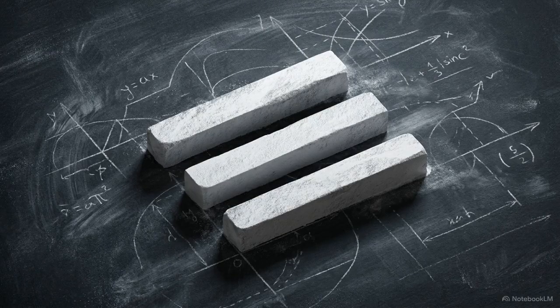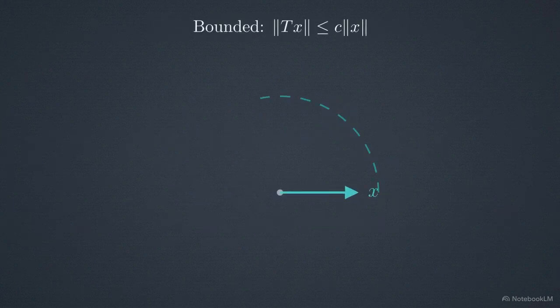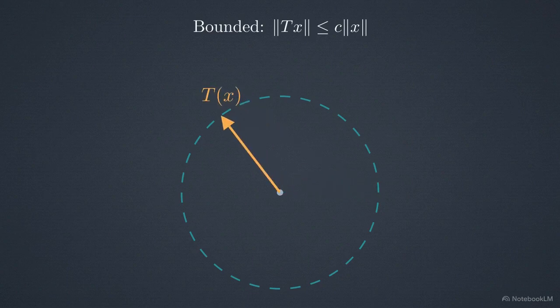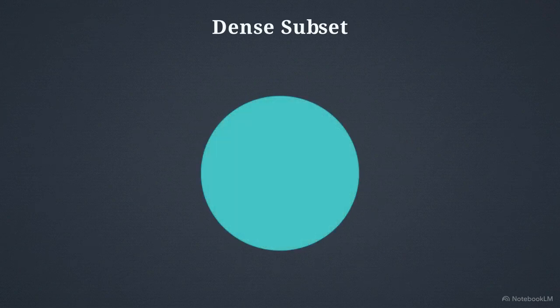Before we build that tool, keep 3 properties of our space in mind. We are working in a Banach space, meaning it is complete and has no gaps. Our operators are bounded, meaning they don't stretch vectors to infinity. And we look for dense sets, subsets so closely packed they effectively approximate the entire space.